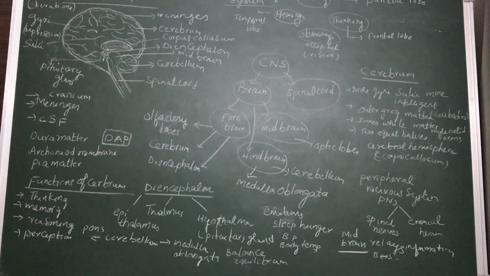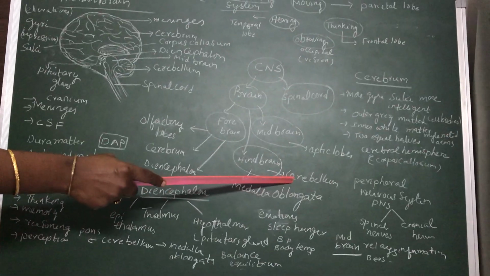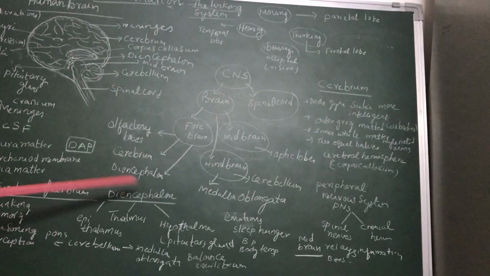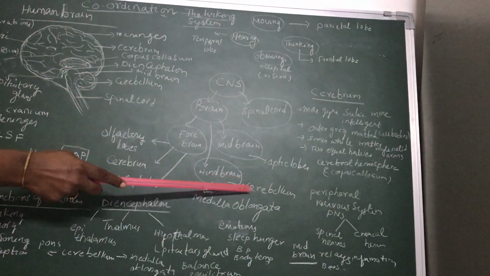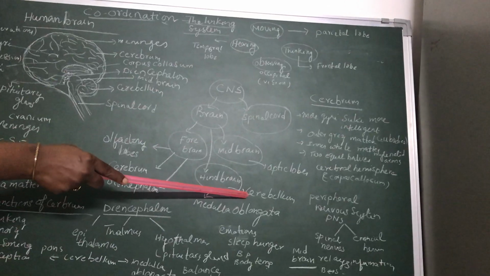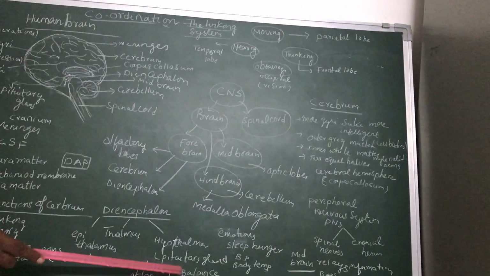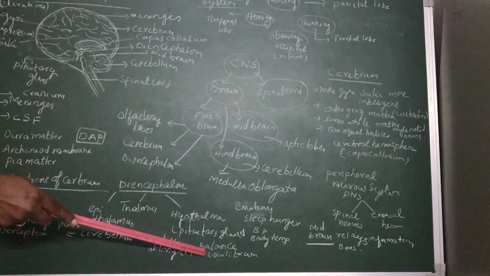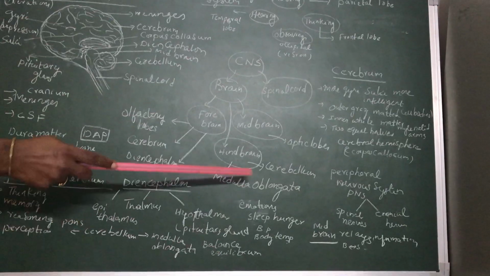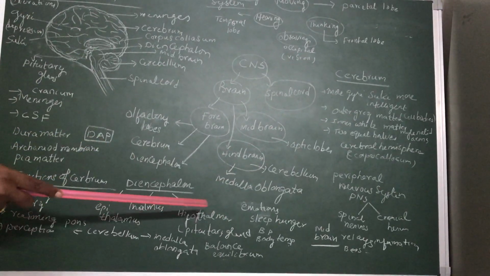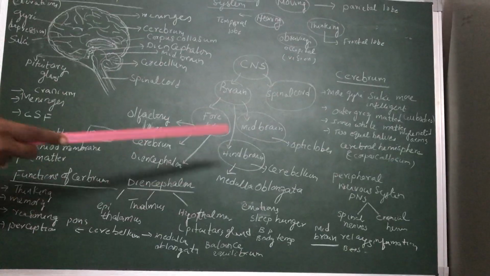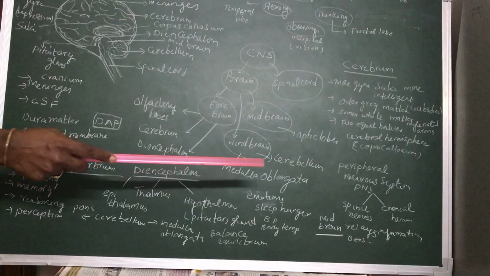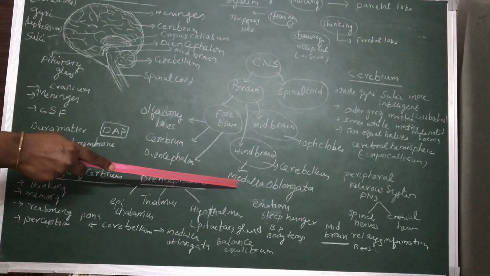Now coming to the hindbrain. The hindbrain consists of two important parts called cerebellum and medulla oblongata. The cerebellum is called the small brain. The main function of the cerebellum is to balance the equilibrium of our body. The first part of the hindbrain we call the pons, and the posterior part is called the medulla oblongata. This medulla oblongata continues as the spinal cord.